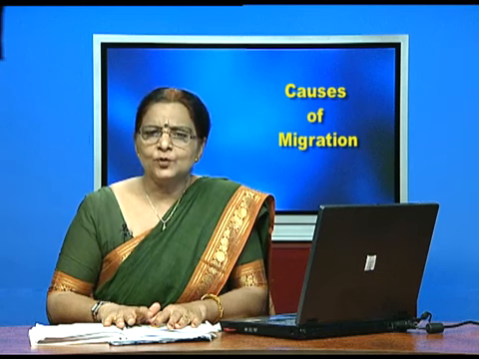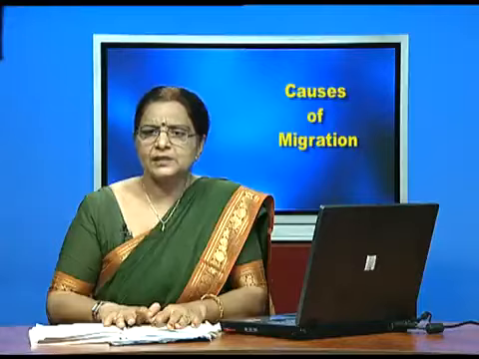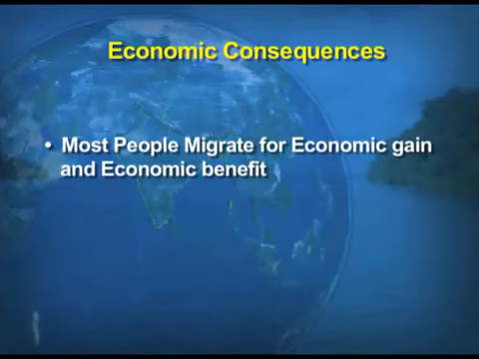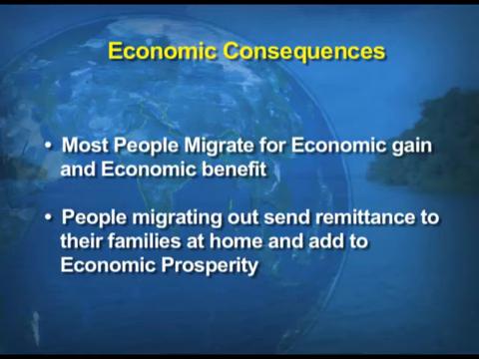So, why do the people move? They migrate for the economic gain and the economic benefit. So, that is the economic consequences. People migrating out send their remittance to their families at home and add to the economic prosperity. Whatever they earn, the major source of the foreign exchange from the international migrants is that money which is sent by the people who go to the foreign land and settle over there.